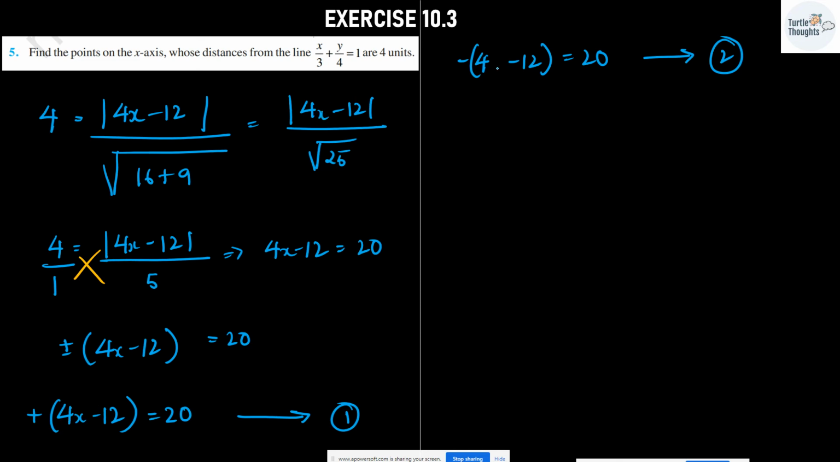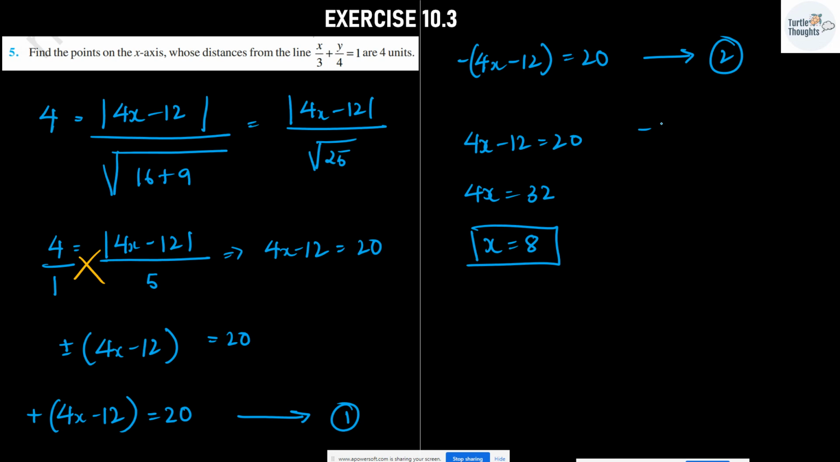So we have taken it as x, right? So 4x minus 12 is going to be equal to 20. We will be getting two values here. So upon solving the first equation, I will be getting 4x minus 12 is equal to 20. 4x can be written as 32. x will be equal to 8. This is one of the values of x.